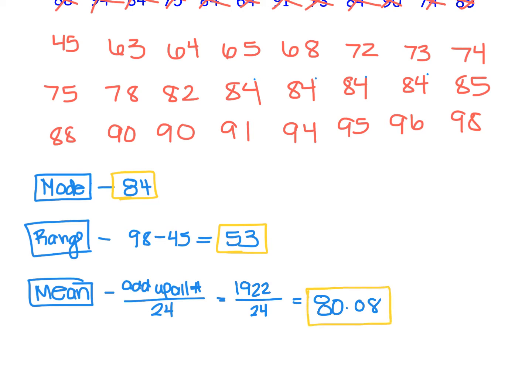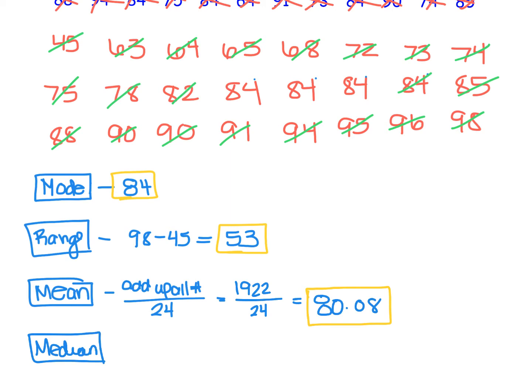Then finally, we have our median. And our median is going to be the middle number. And personally, the easiest way for me to find the median is to cross off one at a time from each side and find the middle number. So I start off with crossing one off from the lowest and the highest. Lowest, highest, lowest, highest. And I do that until I start to find a middle number.